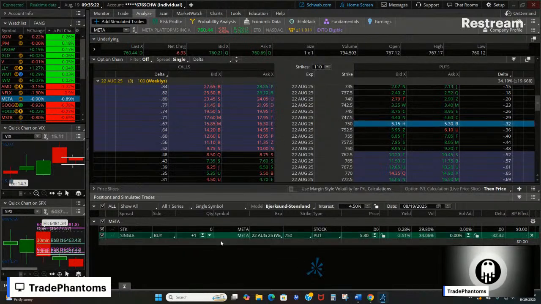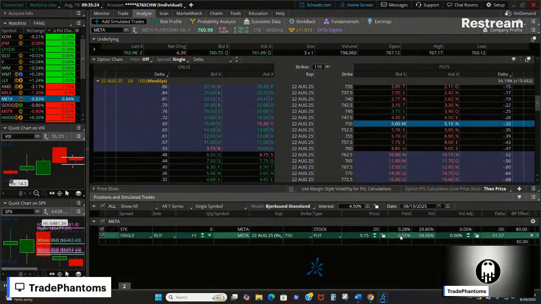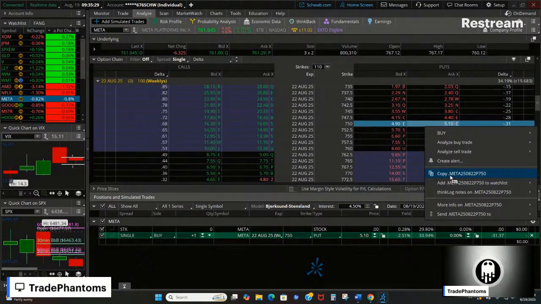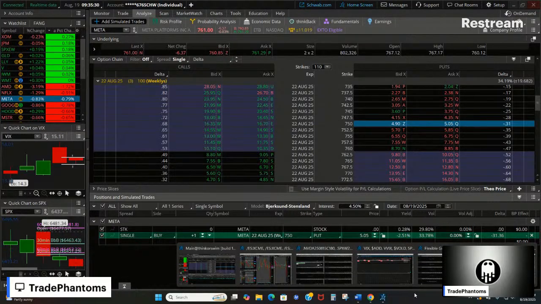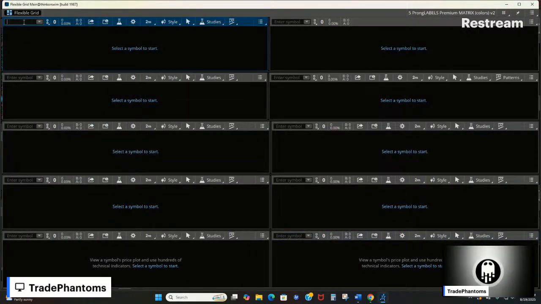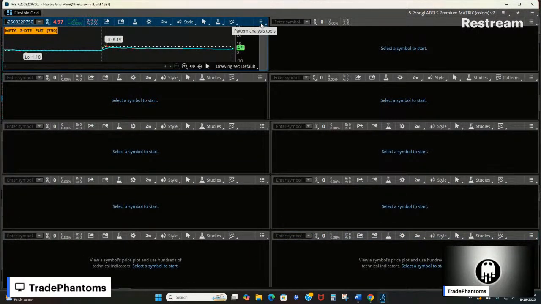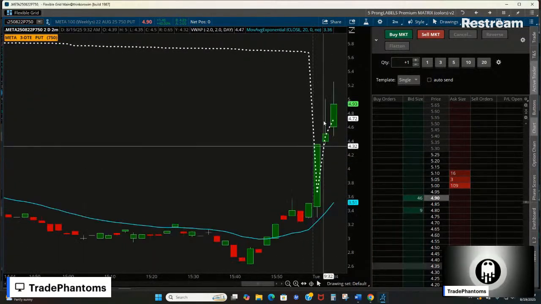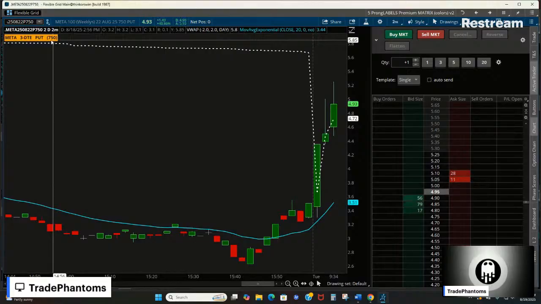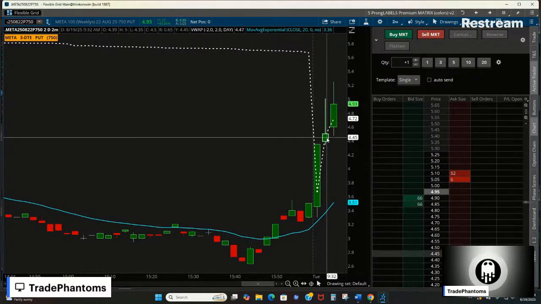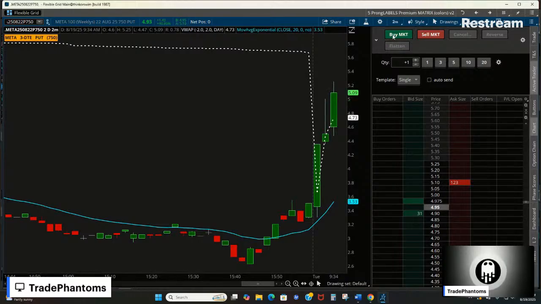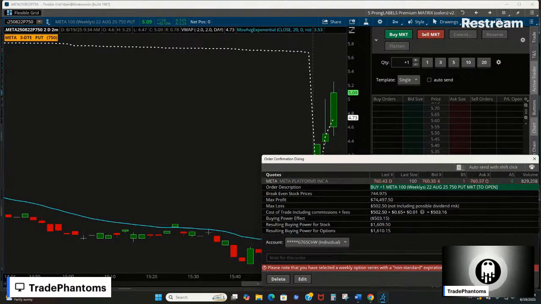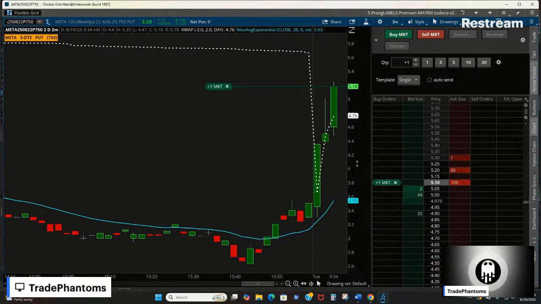If I pick up the 750 strike put, this is Meta, copy this code, bring that over here. I would suggest smaller position sizing on this. This is a long put 750 strike on Meta, just for a day trade here today. This could pull back a little bit on us here. Right now it's going for about $5, give or take. So I just got a long put on this Meta.